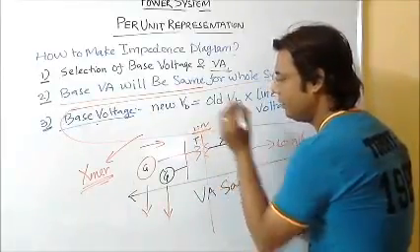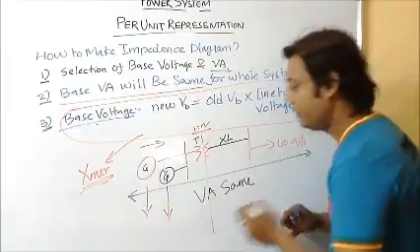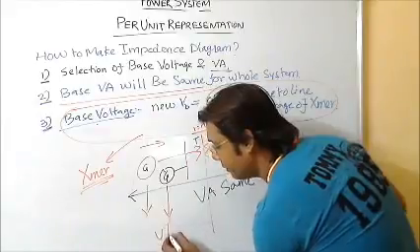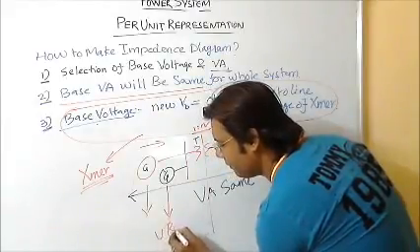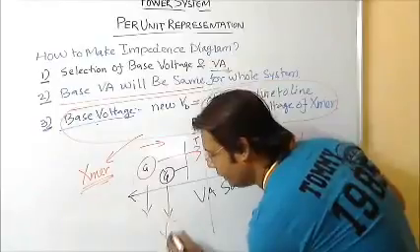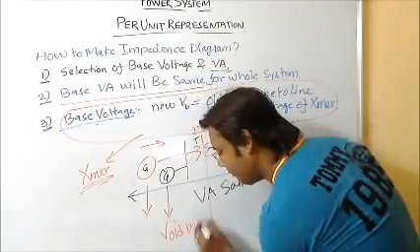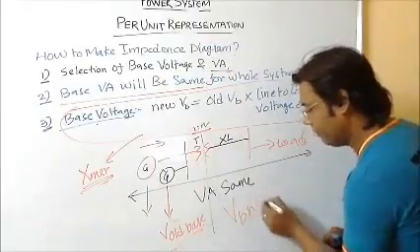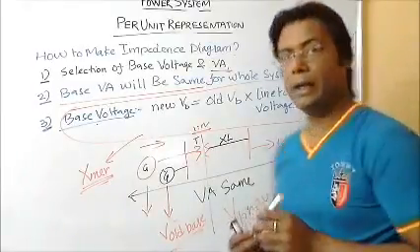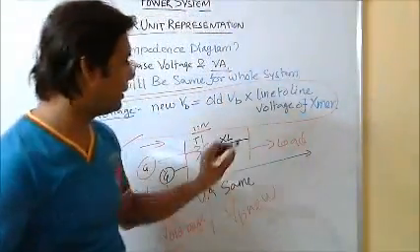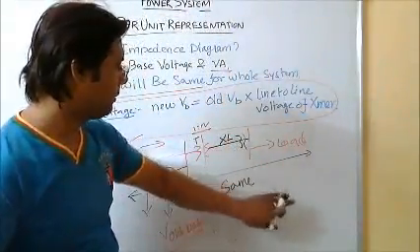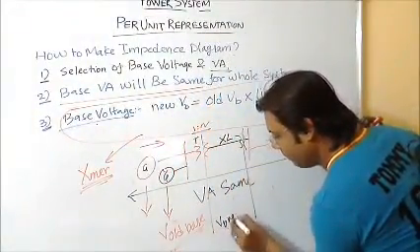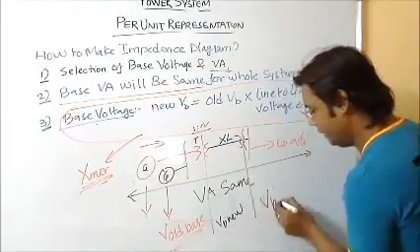Suppose 1:n. According to that, the voltage rating here would be the same. The old V base rating will be here, and after the transformer, the new V base will come. And again, if another transformer is coming, from here to here the new VB will come, and from here the VB1 new will come.